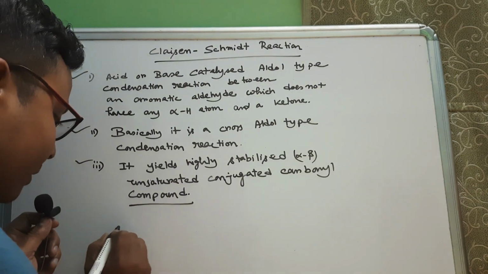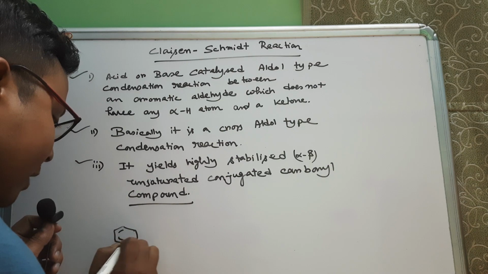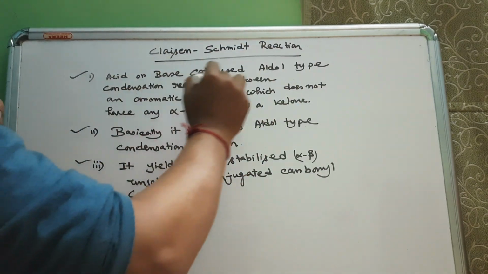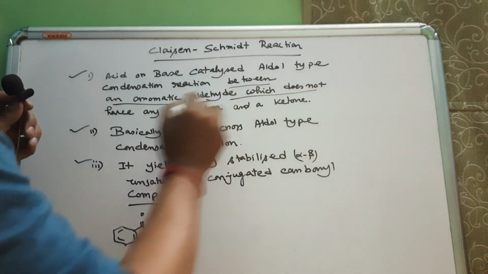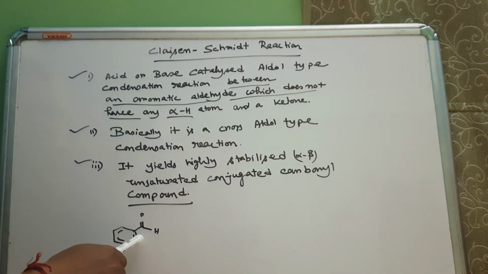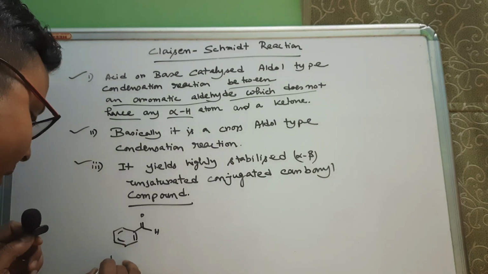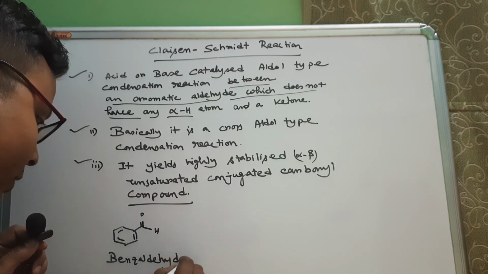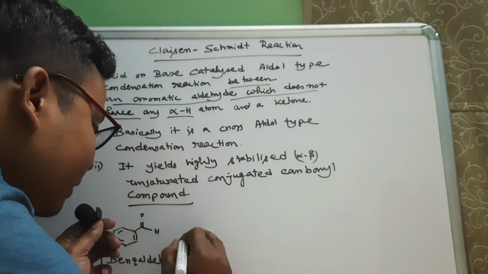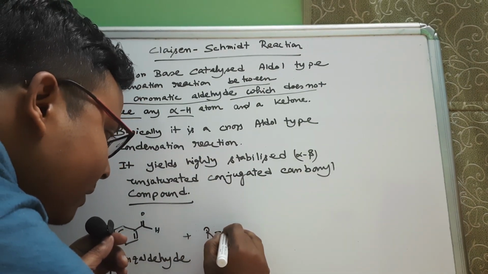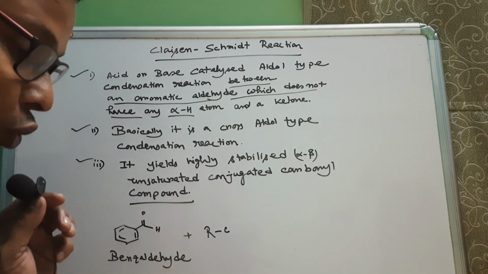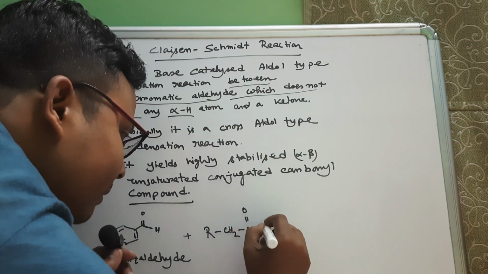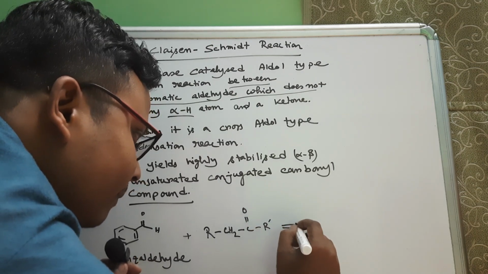Okay, so now, what is the general scheme? The general scheme should be with the aromatic aldehyde. Look, this is an aromatic aldehyde. Our first point: acid or base catalyzed aldol type condensation reaction between an aromatic aldehyde which does not have any alpha hydrogen atom. So this is benzaldehyde, and this benzaldehyde molecule doesn't have any alpha hydrogen atom. Benzaldehyde reacts with a ketone, and the ketone compound should have at least one alpha hydrogen atom. And the base.